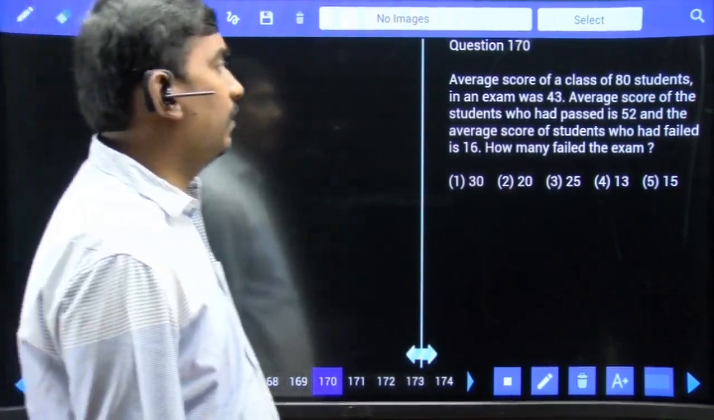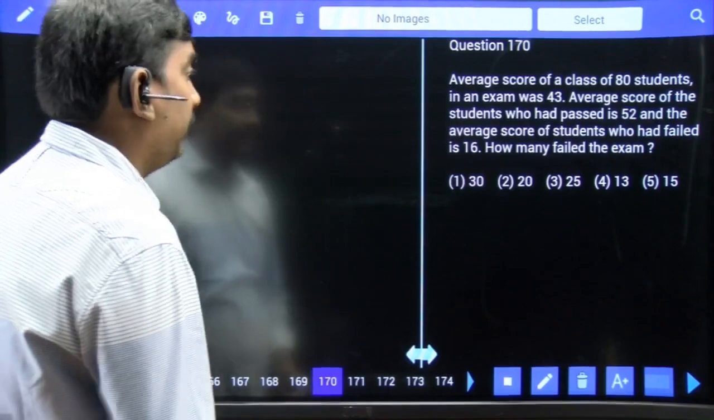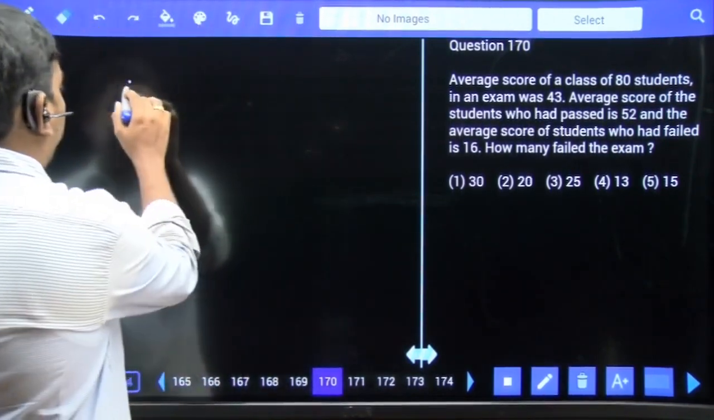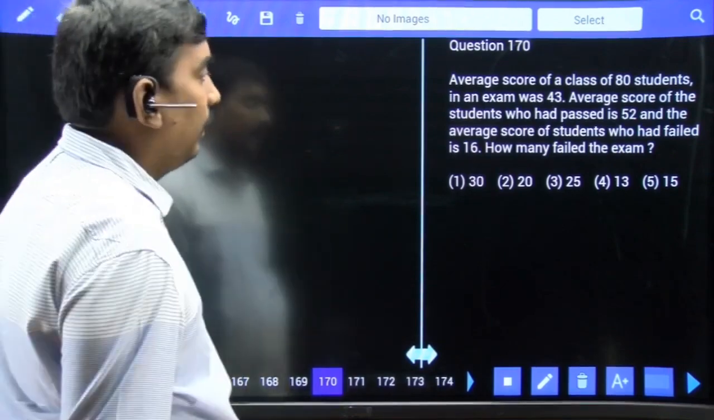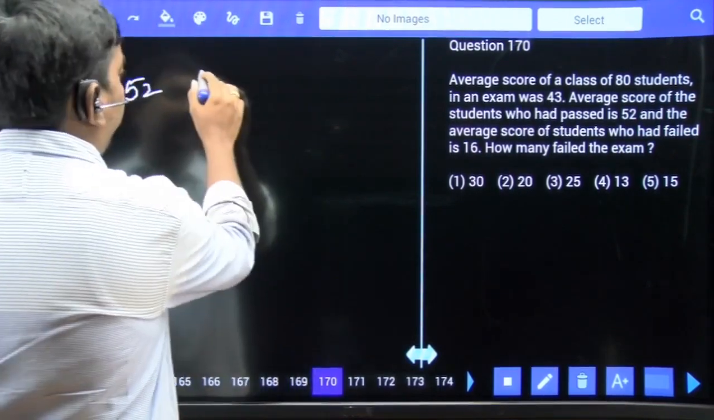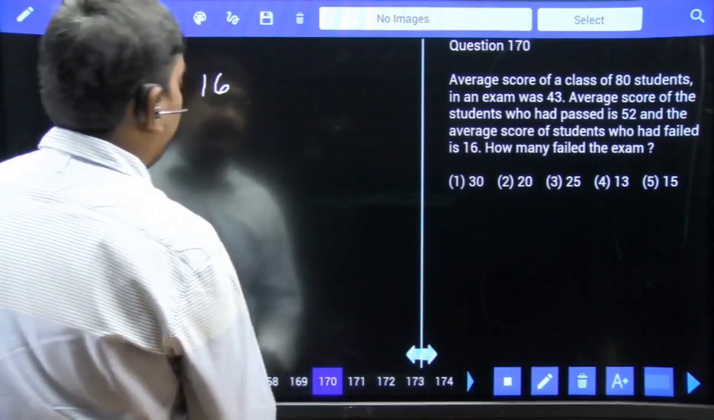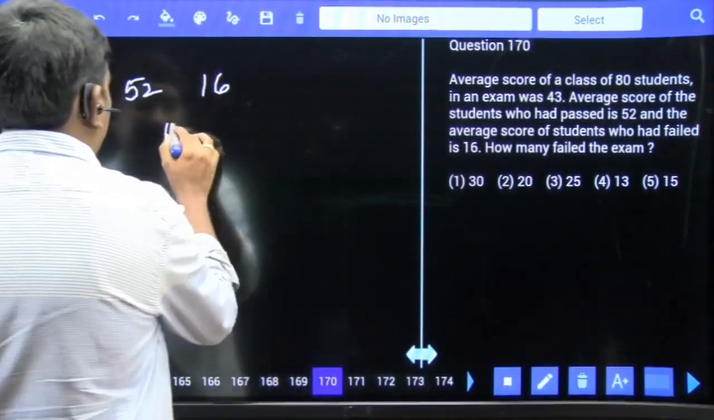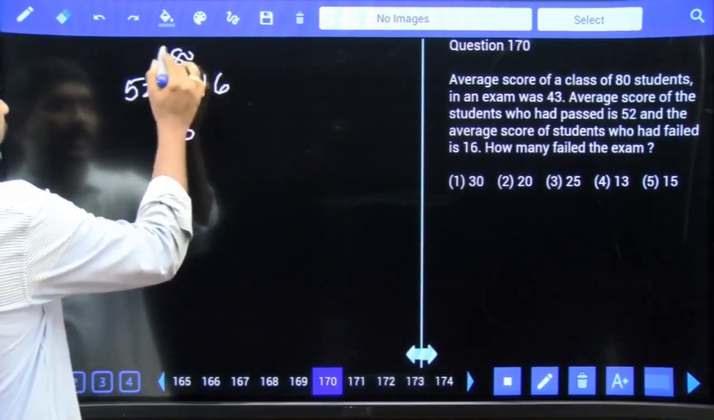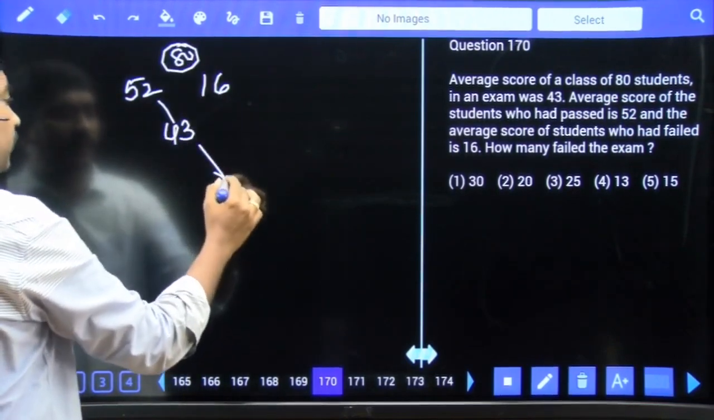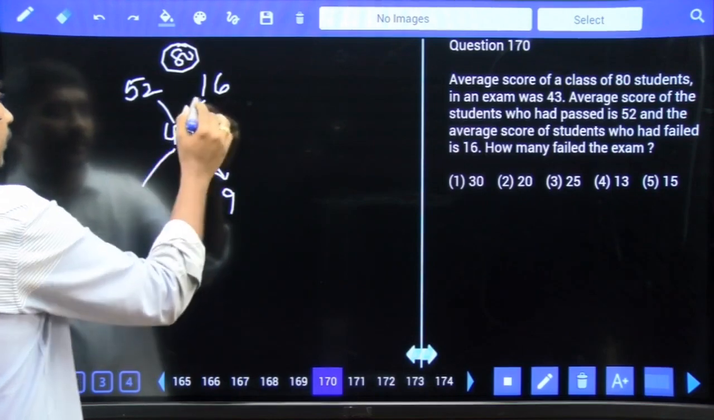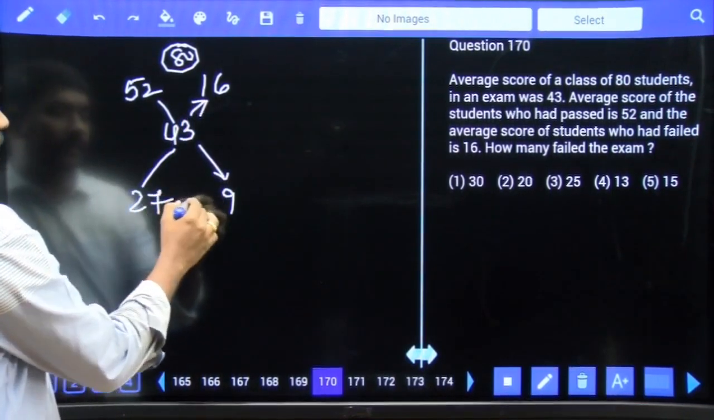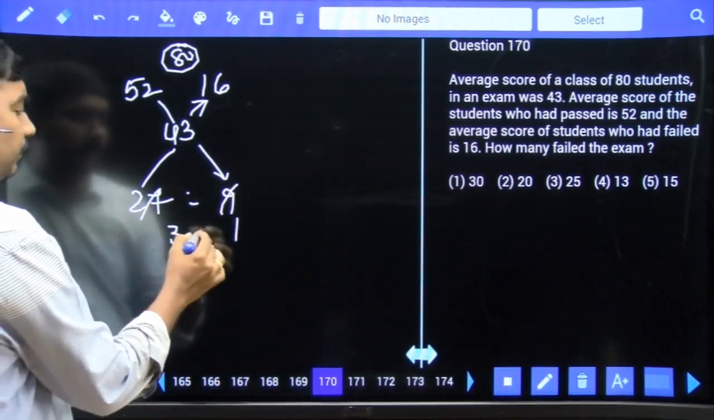The average score of a class of 80 students in an exam was 43. The average score of the students who had passed was 52. And the average score of the students who had failed was 16. The entire class average is 43. 80 members are there. 52 minus 43 is 9, 43 minus 16 is 27. So they are in the ratio of 3:1.